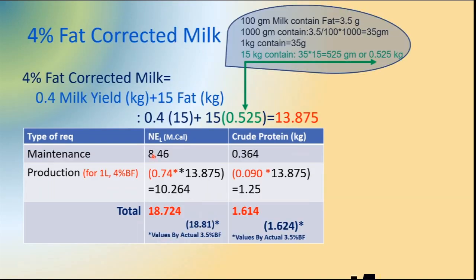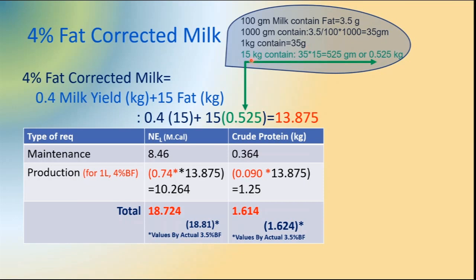So this is how we can correct for the fat. 4% fat corrected milk equals 0.4 M plus 15 F, where M is the quantity of milk in kg and F is the fat in kg. This 0.4 and 15 are constants, and M is the quantity of milk. This F is not the percentage of fat. If you remember, the percentage of fat is 3.5%. So 100 gram of milk contains 3.5 gram fat, 1000 gram will contain 35 gram, as 1 kg contains 35 gram.